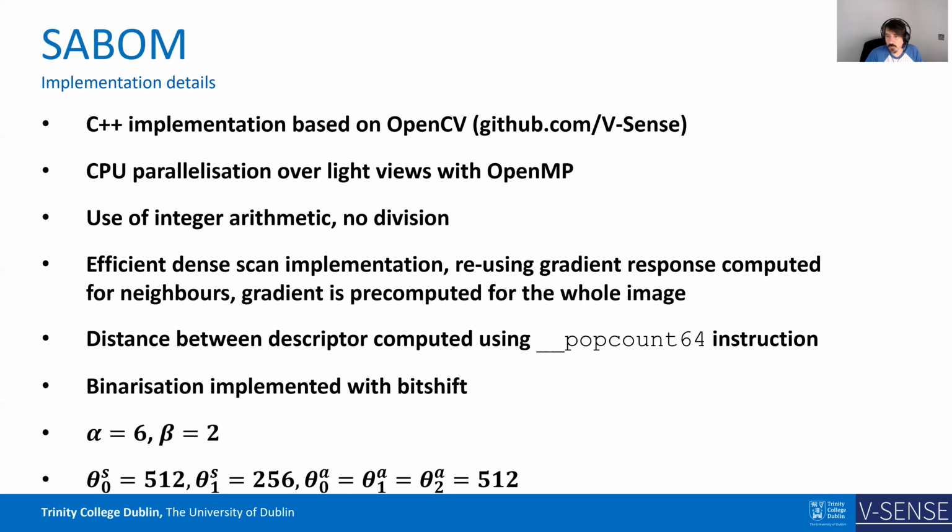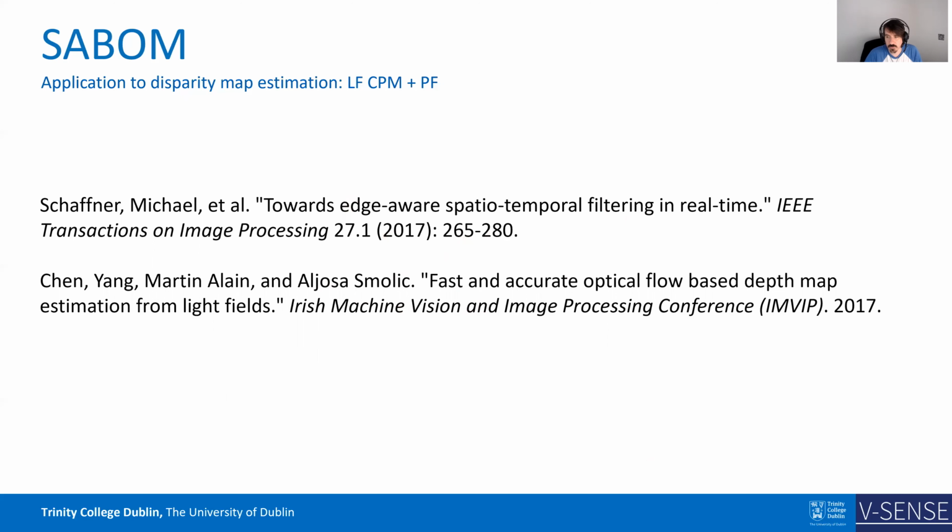So now that we have seen in detail how to compute the SABOM descriptor, I'm going to explain how it can be used in a disparity map estimation framework that we proposed a few years ago. And it's very similar to the optical flow estimation method described in the paper that also introduced the BOOM descriptor. So I want to make clear that we use this framework to compare the proposed SABOM descriptor against existing descriptors. But we are aware that in itself, this framework does not necessarily produce the best performance in terms of accuracy compared to more recent work.